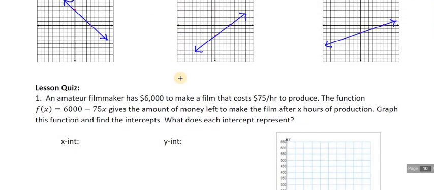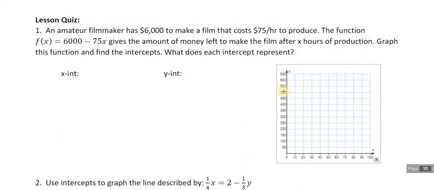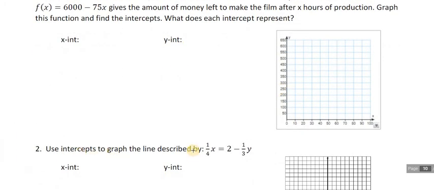Please make sure that you use the models in these notes in order to complete your lesson quiz. Okay, and especially number 2. We've got x's and y's on different sides. If we want to use our intercepts to graph, please make sure that you bring that y term over to join the x term.